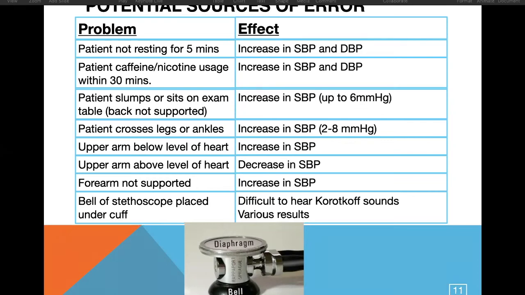The bell is often used in pediatric patients or to hear heart tones a little bit more specifically. So we're often using that diaphragm. And placing the diaphragm underneath the cuff would have those same results as placing the bell.